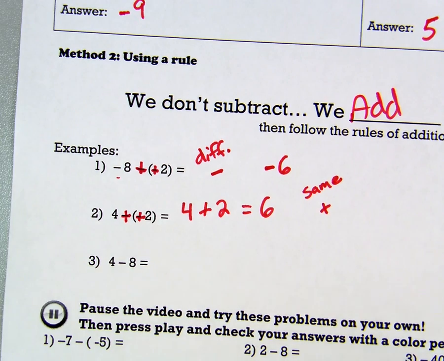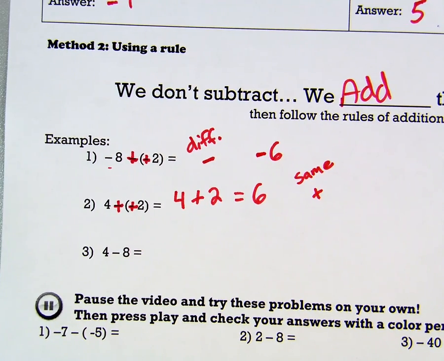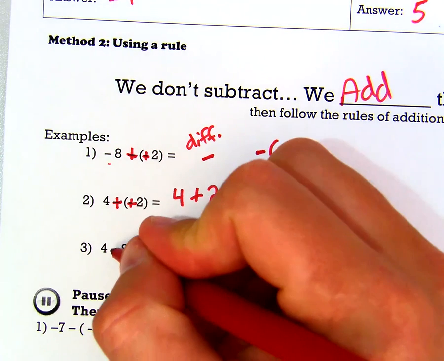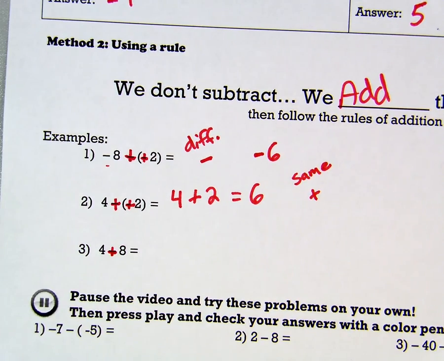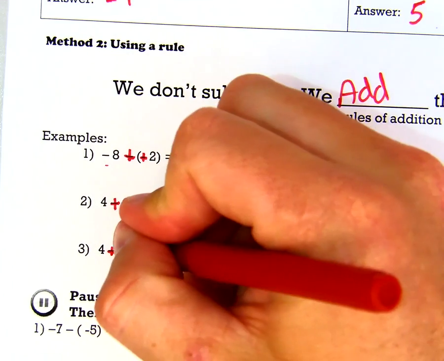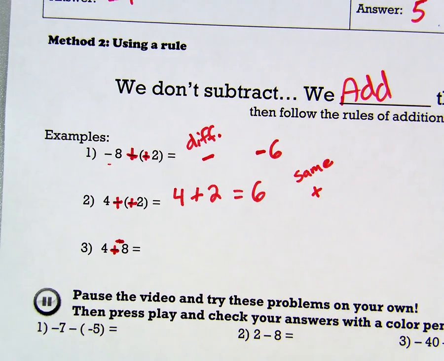All right, let's go ahead and do number 3. Now we have 4 minus 8. We don't subtract, we add the opposite. So I'm going to change my subtraction symbol to an addition symbol. And now I have to change my 8 into the opposite value. So instead of positive 8, I'm now going to work with a negative 8. So my problem is 4 plus negative 8.